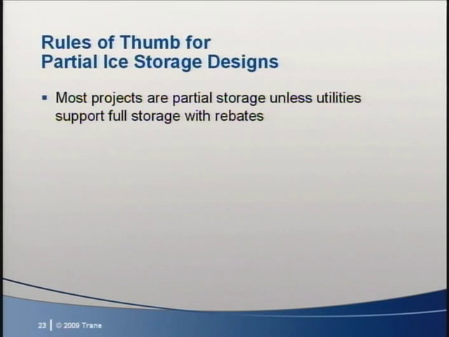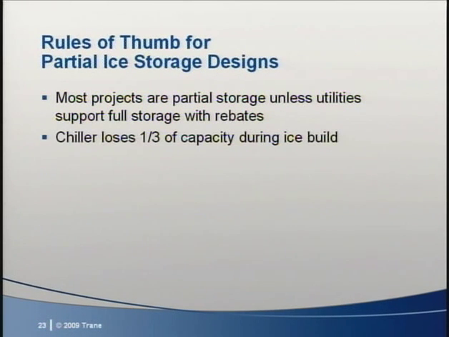Some rules of thumb have been developed for internal melt designs that can serve as the compass to get the design moving in the right direction. Most projects are designed with partial storage strategies. This tends to be the best use of assets. Full storage systems are installed typically where supported by specific rates and rebates. Chillers have less capacity in the ice-making mode. A good rule of thumb is ice-making capacity is about 65% of nominal. So a 100-ton chiller at nominal conditions will provide 65 ice-making tons.